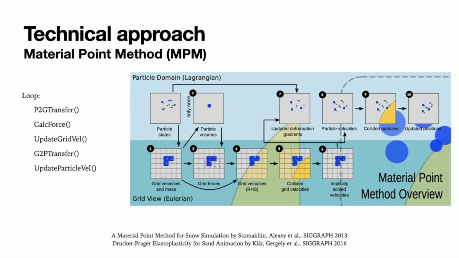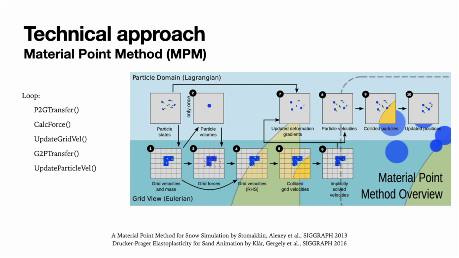The main algorithm we used in our plugin is called Material Point Method, or MPM. There are many papers that discuss different variants of this algorithm. For our plugin, we mainly refer to the paper A Material Point Method for Snow Simulation from SIGGRAPH 2013 and Drucker-Prager Elastoplasticity for Sand Animation from SIGGRAPH 2016. On the right is a flowchart from the first paper that shows how this algorithm works from a high level.